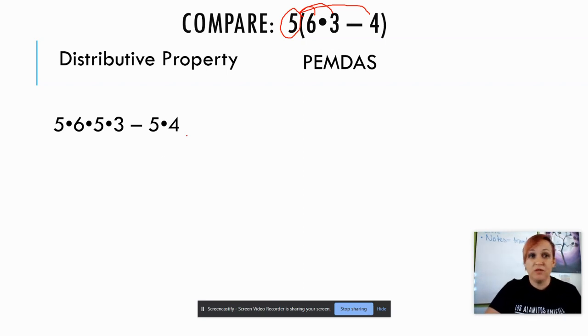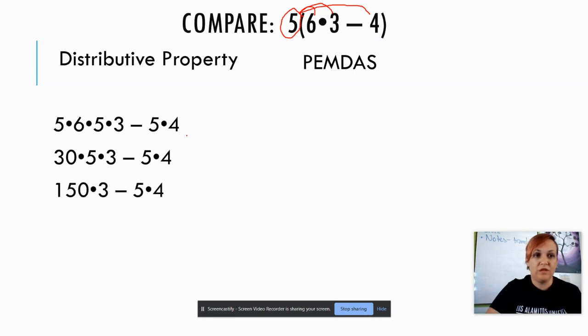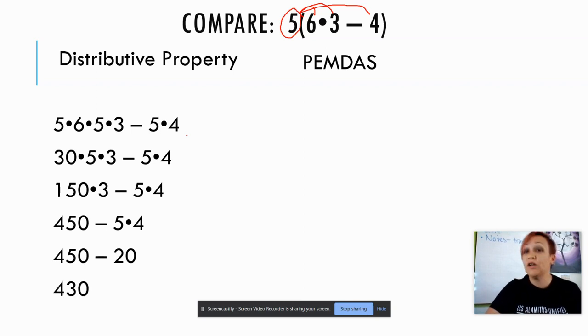Next, I'm going to multiply those numbers together. 5 times 6 is 30. 30 times 5 is 150. 150 times 3 is 450. I'm not going to subtract because I have to do all of my multiplying before I subtract. So 5 times 4 is 20. And I think the answer is 430. That's using the distributive property. Now that's a really, really big number.